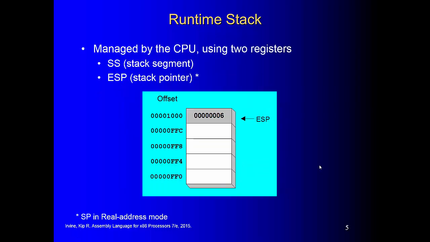The runtime stack is managed by the CPU using two registers. Stack segment SS holds the stack segment's memory address. ESP, the stack pointer, holds the top value's address. That means the first one available on the stack, the top one.